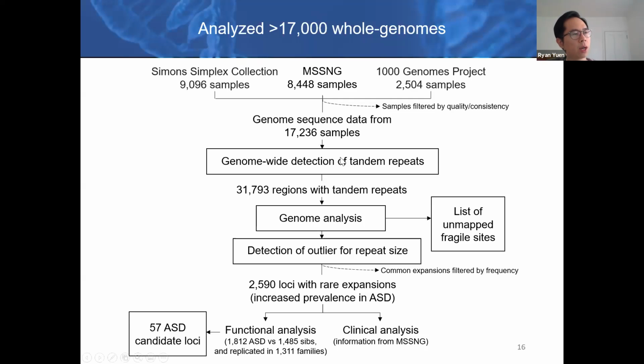of autism. So applying this ExpansionHunter Denovo approach, we identified over 30,000 regions in the genome with tandem repeats. And then we did genome analysis, which I will go through in more detail later. We mapped potential fragile sites, and also using the outlier detection method, as I explained before, we were able to identify over 2,500 loci with rare expansions. Using a statistical method, we show that they are highly prevalent in ASD compared to the unaffected siblings. And we also identified some candidates for new loci in ASD.